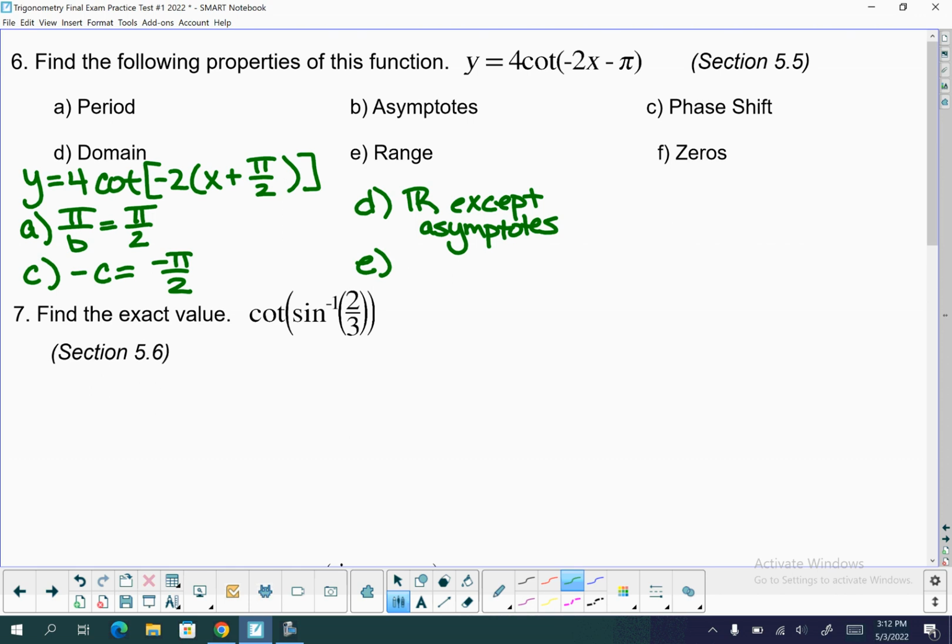E is our range, always the same. These are the functions that kind of look like an S shape when we graphed them. So negative infinity to infinity. To get the asymptotes and the zeros, you're going to actually have to do the transformations for these. Or again, you can maybe graph it and use that as a hint to help you.